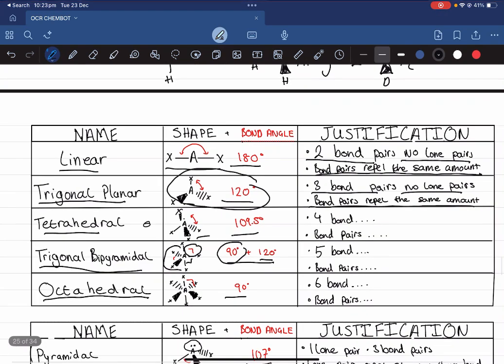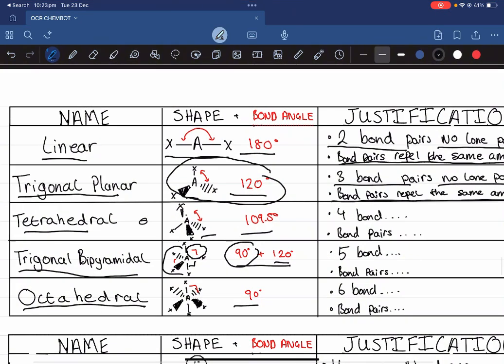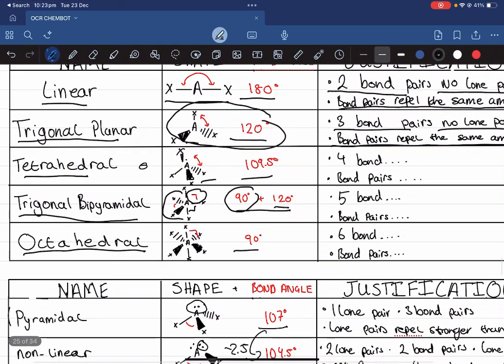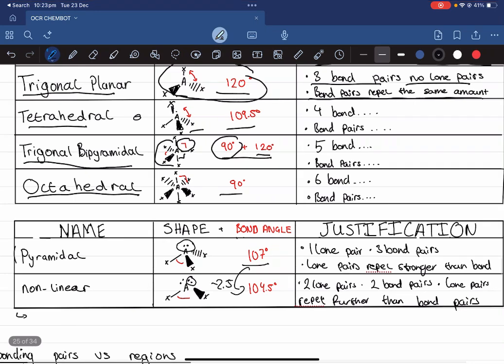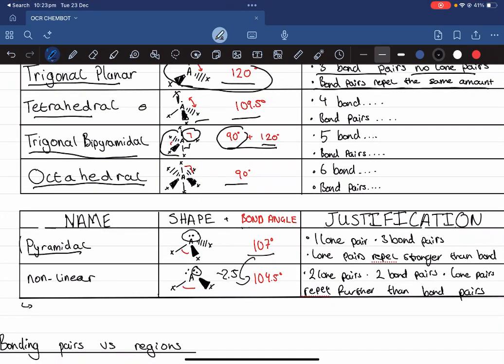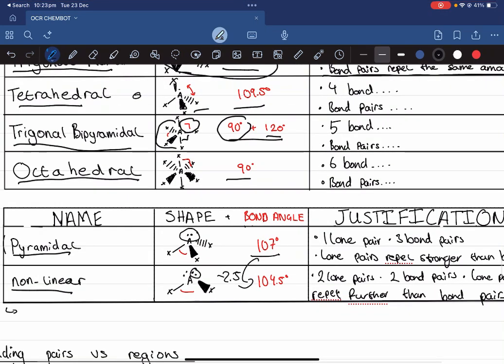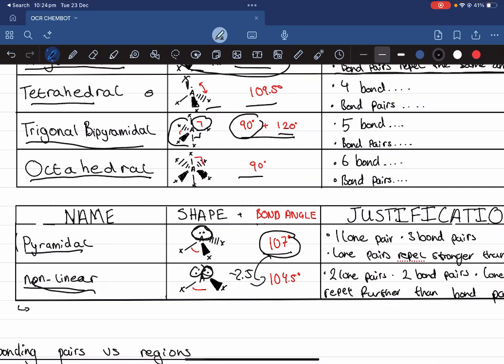Now, this can get quite tricky when we have lone pairs. Not all compounds have all of their orbitals filled. Some do have lone pairs, and this is what we'll be showing, and these are the only two you actually need to know. The two are pyramidal and non-linear. Pyramidal has 1 lone pair and a bond angle of 107 degrees, and non-linear has 2 lone pairs and a bond angle of 104.5 degrees.